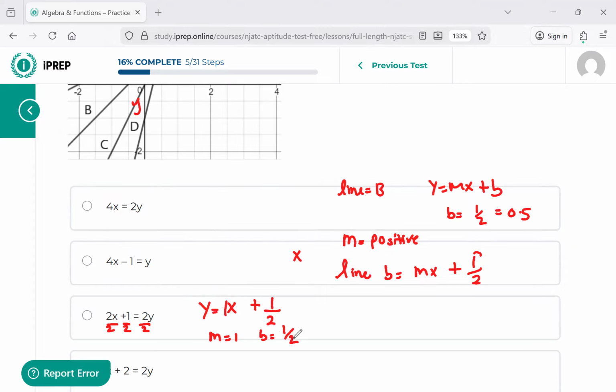I think this might be it because our b is 1/2. We don't know exactly what our slope is, but we do know it is positive. So 1 is technically positive. So maybe, right? Maybe. Let's look at the last one.